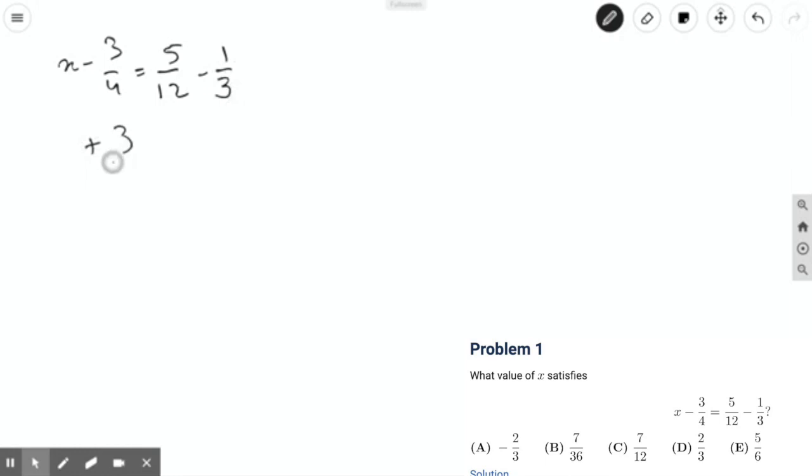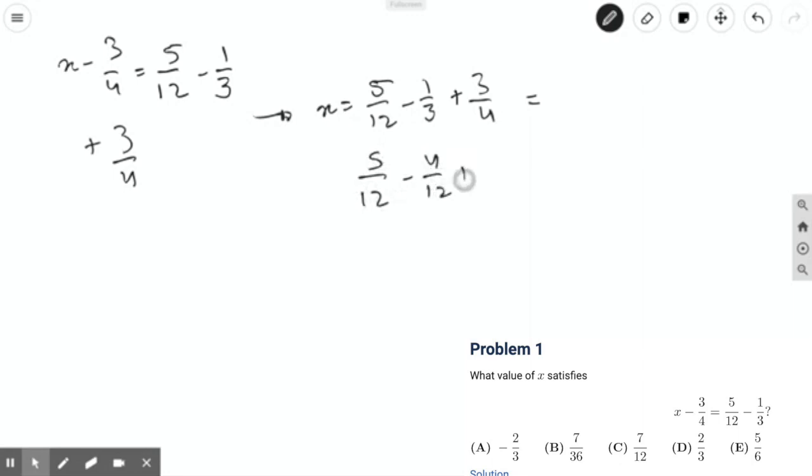You can just add 3/4 to each side and convert all the denominators to 12 to get x is equal to 5/12 minus 1/3 plus 3/4, which is equal to 5/12 minus 4/12 plus 9/12, which is 10/12, or 5/6, which is our answer, and is answer choice E.